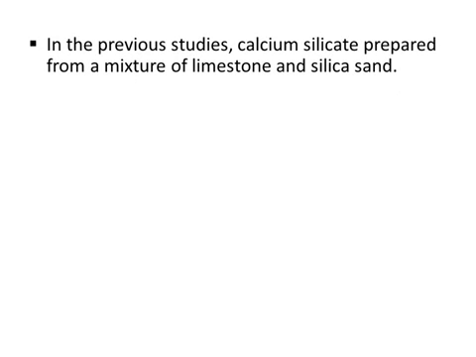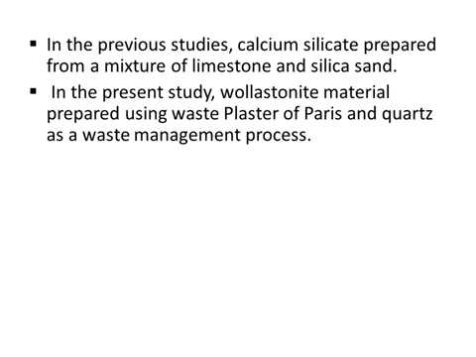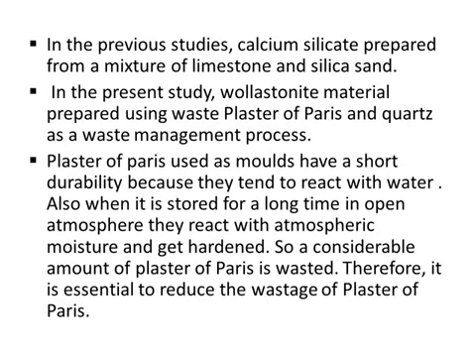In the previous studies, calcium silicate was prepared from a mixture of limestone and silica sand. But in the present study, wollastonite material was prepared using waste plaster of Paris and quartz as a waste management process. Plaster of Paris which is used in the molds will have a short durability because it tends to react with water. Also, when plaster of Paris is stored in open atmosphere for a longer time, it will react with the atmospheric moisture and get hardened. So, a considerable amount of plaster of Paris gets wasted. Thus, in order to minimize the wastage of plaster of Paris, we are trying to use it in the production of wollastonite.